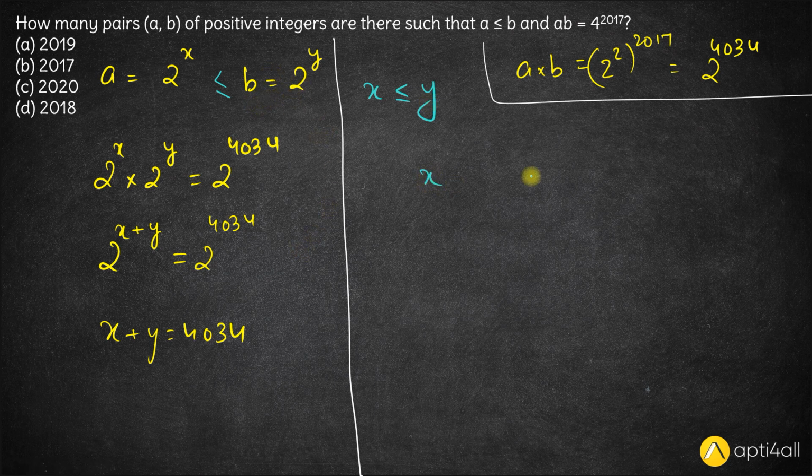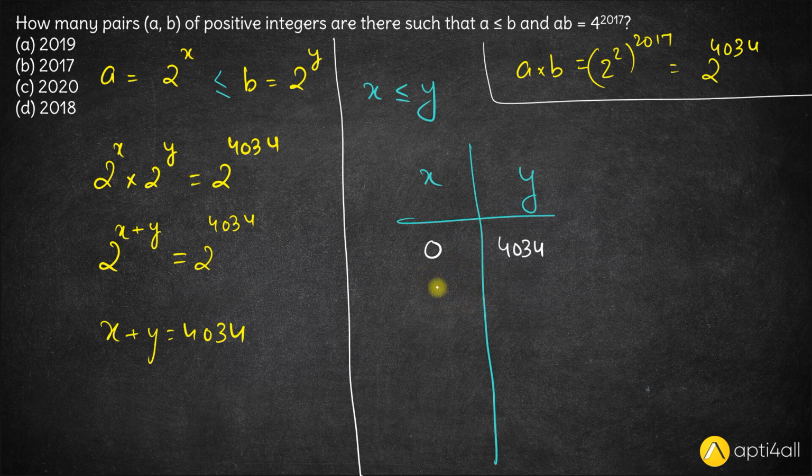Now let's see, x, y. Can x be negative? If x is, let's say, minus 1, we'll have 2 to the power minus 1, 1 upon 2. 1 upon 2 is 0.5. A will come out to be 0.5, which is not an integer. So x cannot be negative. So the least value x can take is 0. If x is 0, y will be 4034.